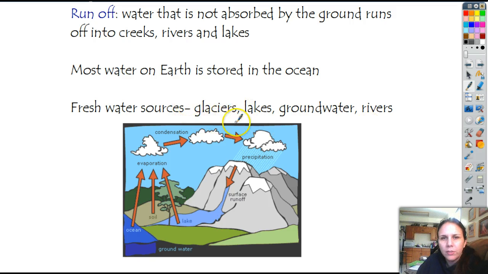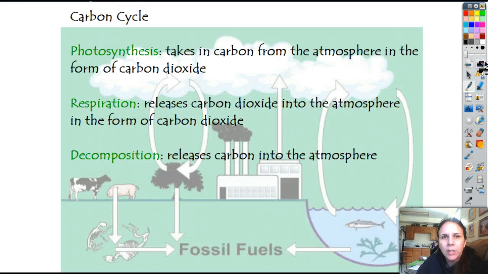So glacier water, I think there's some, I don't know, whatever the most expensive bottled water out there is, comes straight from glaciers. Okay, so water cycle, not too hard.